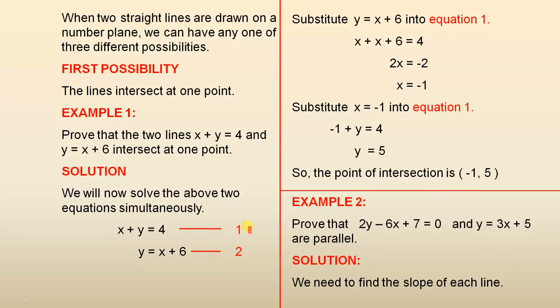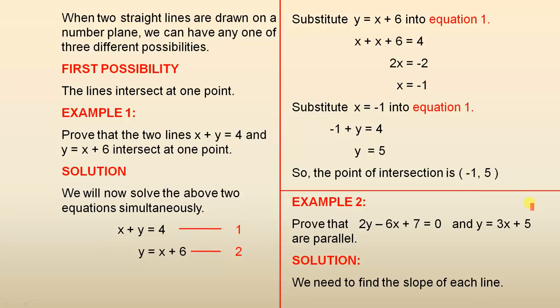So here are the two equations, and I've named them equation 1 and equation 2. Substitute y equals x plus 6 into equation 1, and that gives us this equation here. We simplify to get to that line, so x equals minus 1. So the x-coordinate of the point of intersection is minus 1. Substitute x equals minus 1 into equation 1. That gives us this equation here, which gives us y equals 5. So that is the y-coordinate of the point of intersection. So the point of intersection is minus 1, 5.